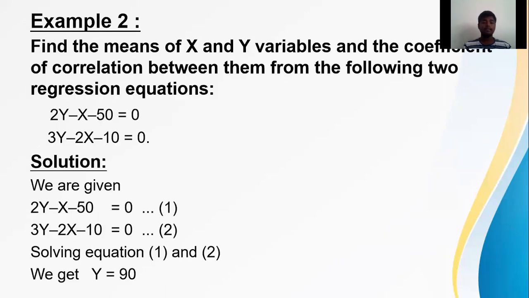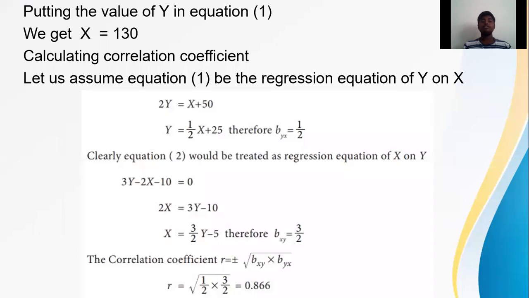And here's the second example. Find the means of x and y variables and the coefficient of correlation between them from the following two regression equations. In the question they are given two regression equations, which are 2y minus x minus 50 equal to 0, and 3y minus 2x minus 10 equal to 0. By solving these two equations we get the y value. By substituting the y value in equation 1 we get the x value.